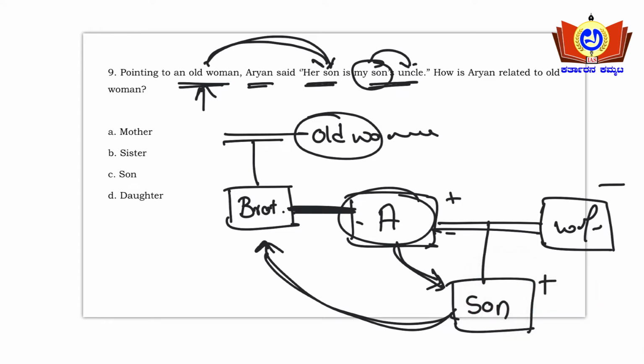So how is the old woman related to Aryan here? The old woman's son is brother to Aryan, which means the old woman is also the mother of Aryan here. So how is Aryan related to the old woman? He is the son. So option C is the right answer here. Okay, so moving on to the next question.